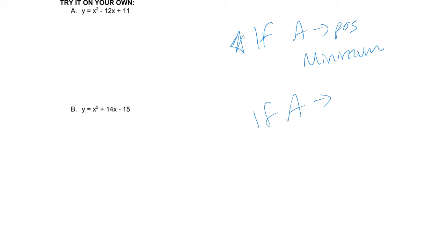So remember, if a is positive, we have a minimum. If a is negative, we have a maximum, at the y value of the vertex.